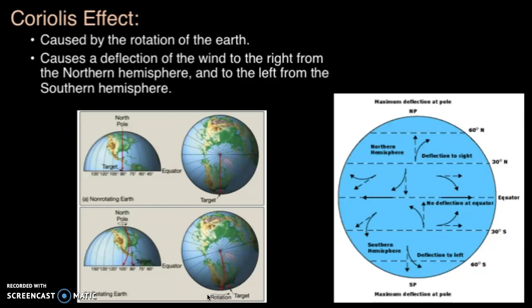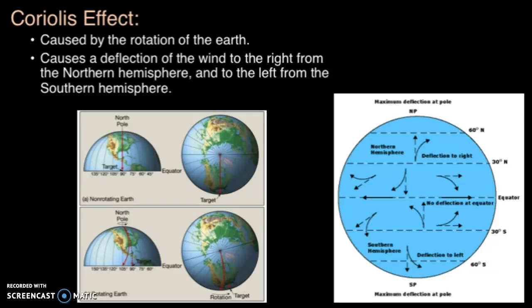With that in mind, any straight shot that you were to take from the North Pole down to the equator, because of that counterclockwise rotation, would actually be deflected towards the right. And if you think about the same scenario in a clockwise direction, if you were to take a straight shot from the South Pole towards the equator, the deflection would be towards the left. Okay?